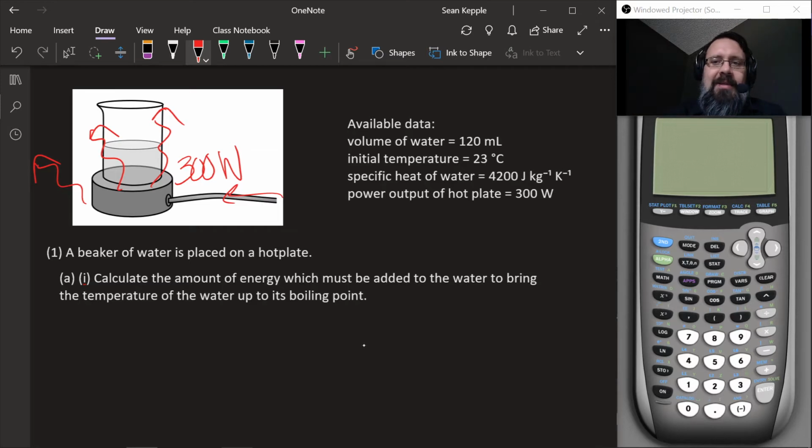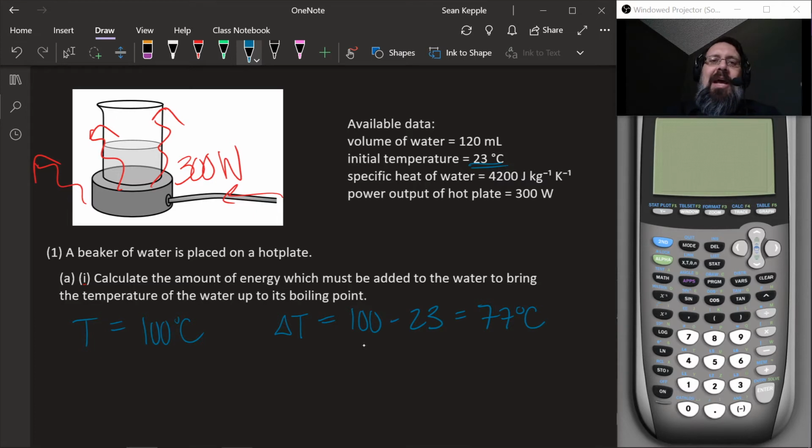Okay, so part one, it says calculate the amount of energy which must be added to the water to bring the temperature of the water up to its boiling point. So we know that the boiling point is 100 degrees Celsius. And so we want to raise the water from 23 degrees Celsius to 100 degrees Celsius. So that means that the temperature change is going to be 100 minus 23. And so that's going to give us a temperature change of 77 degrees Celsius.